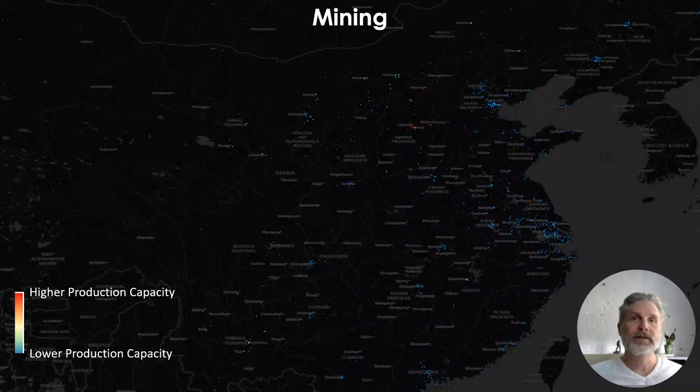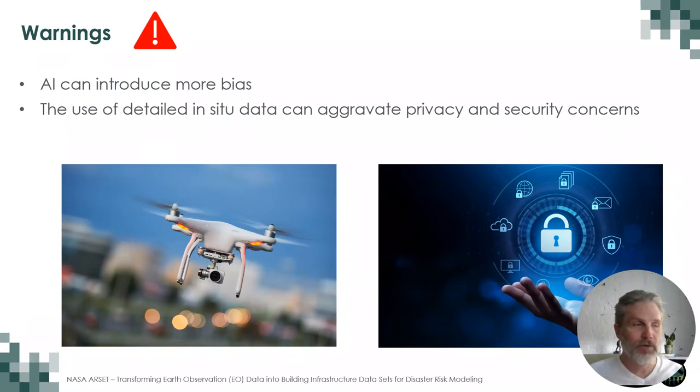And we're able to do that based on using AI to basically interpolate a finer resolution of the production capacity. And I think that there's a lot of applications like this that people are looking at. But with any advanced technologies, there's upsides and downsides. AI can introduce bias, particularly if the training data sets you're using are biased. Also, it's just going to give you the general thrust of things.